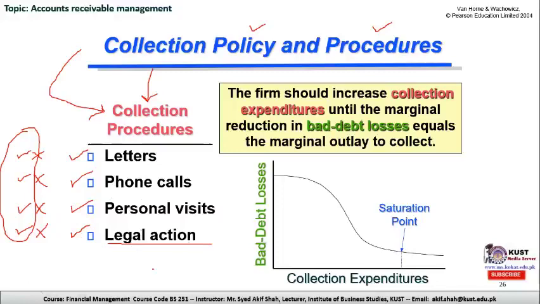We can explain these expenditures with the help of a diagram. On the x-axis you can see the collection expenditures, whereby the company, when receiving, is trying to expedite the collection. And the more sophisticated collection procedures the company adopts, the less bad debt losses normally occur. On the y-axis there are bad debt losses. So the collection expenditure is our independent variable and the bad debt losses is the dependent variable.